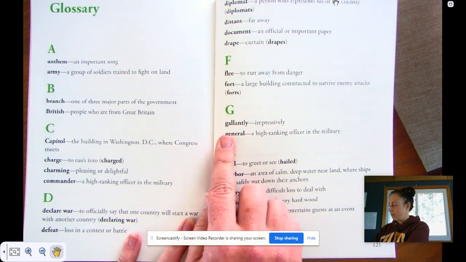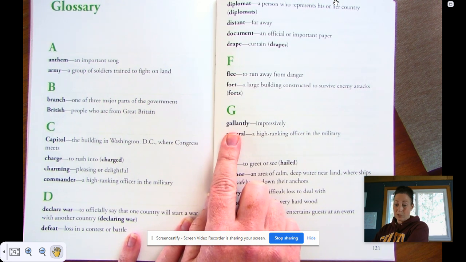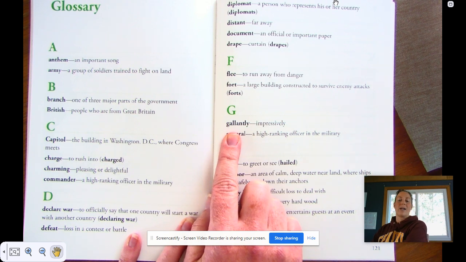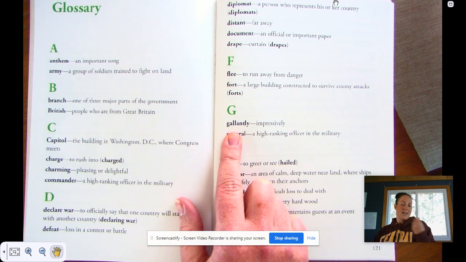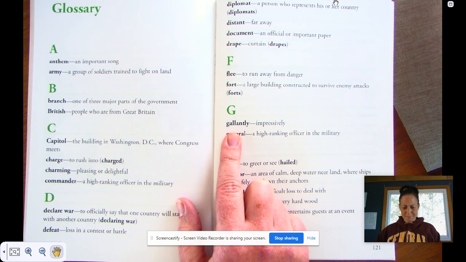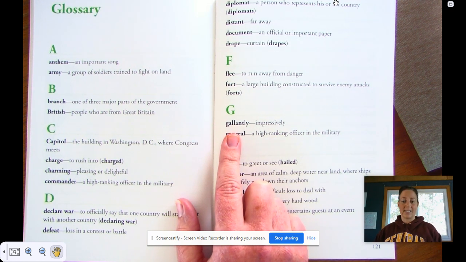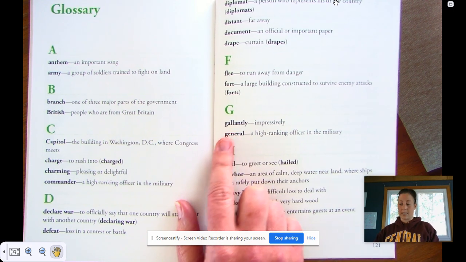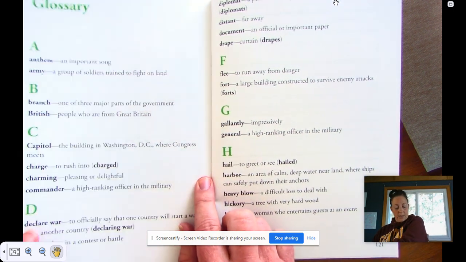I see a word right away here that we have not used in class, and that's called gallantly. And gallantly means impressive. Okay, something has happened that's very impressive. So definitely use this glossary if you're finding that some of the words are confusing or you don't know what they mean. Okay, that's why they have it in here. Lots of nonfiction books such as this have glossaries to help the reader.